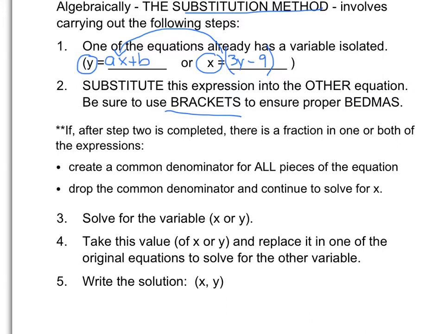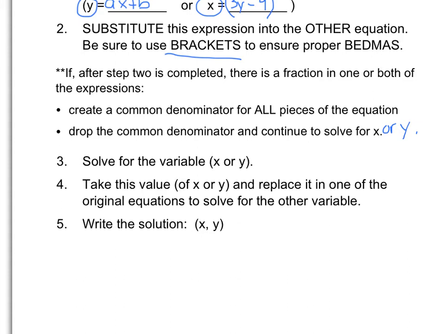Once we've done that, we'll have an equation that we can solve for either x or for y. If we have fractions in our equation, remember, same steps as we've been doing before: create a common denominator for all parts of the equation so that we can then get rid of the denominator and continue to solve for x, or it could be for y, depending on what we're using. Once we've gotten rid of the denominator, we can solve for our variable. And the rest of the steps are the same as we've done before. Once you have your x or your y, you substitute it back into one of the original equations and solve for the other variable, whichever one you haven't solved for yet.